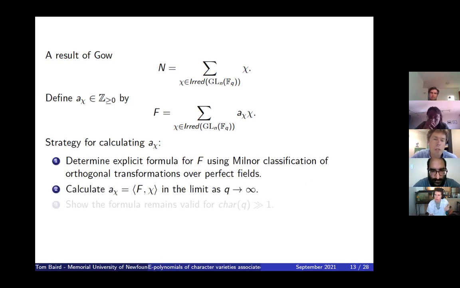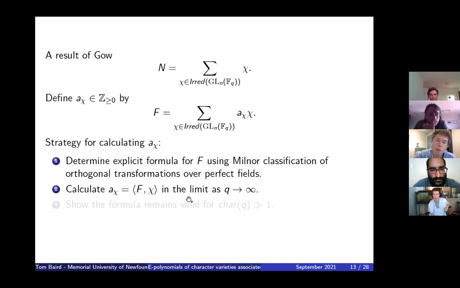And then you want to calculate the multiplicities of these irreducible characters in F. You can think of that in terms of the inner product: you take the inner product of F with the irreducible character, and that gives the multiplicity. Doing that for a fixed N is very complicated, because the representation theory of these finite general linear groups involves all these Green polynomials and things. It's combinatorially very tricky.